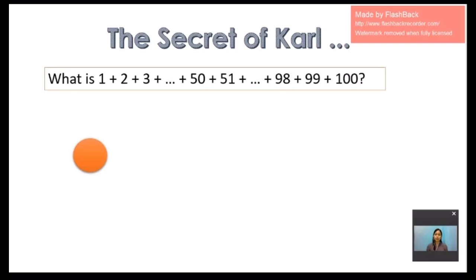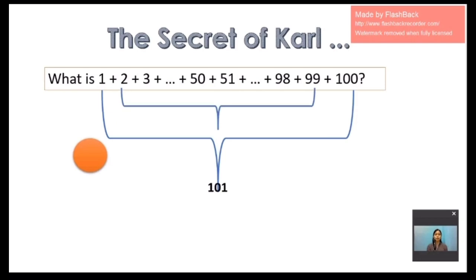Imagine, an elementary student answered the question correctly in a few seconds. And he explained to his teacher his answer. And ito yung explanation ni Carl. If you are going to add the first number 1 and the last number 100, the sum is 101. If you will add 2 and 99, the answer is also 101. And also the two middle numbers 50 and 51, you will get also 101.